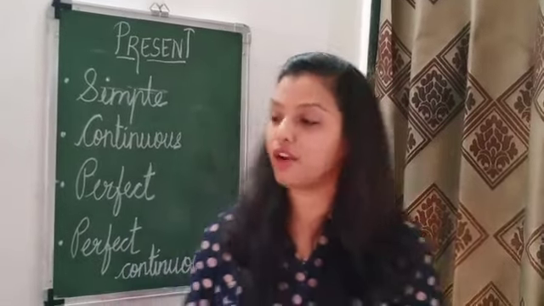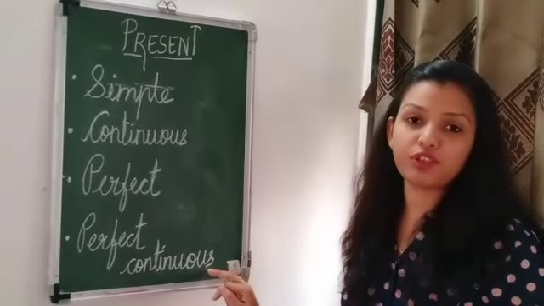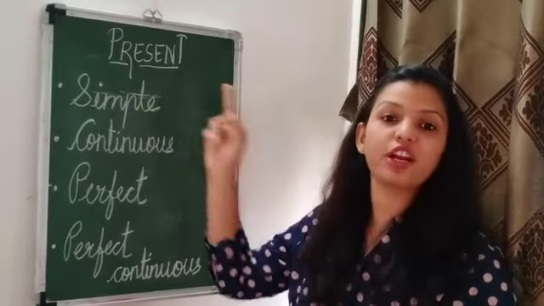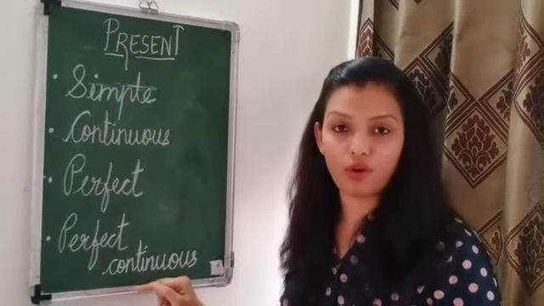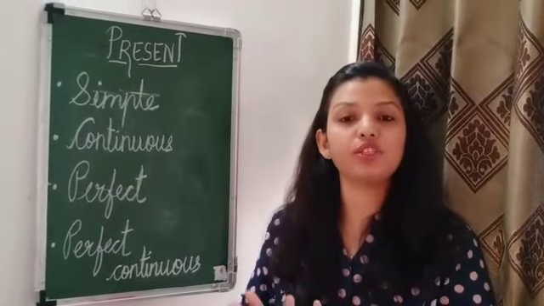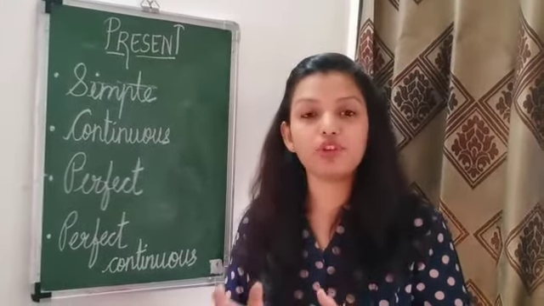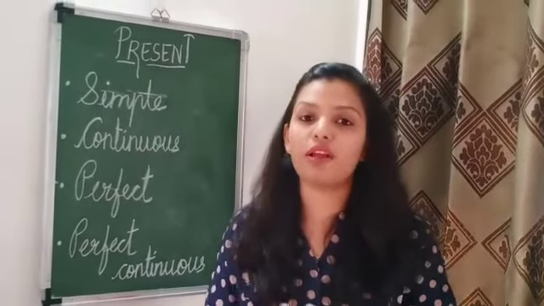I hope you are clear with present perfect continuous tense, which is very confusing for some students. The incident has started in the past and it is still going on. You will write has been suffering and you will connect it with for or since. And I am sure that you are now clear with for and since.